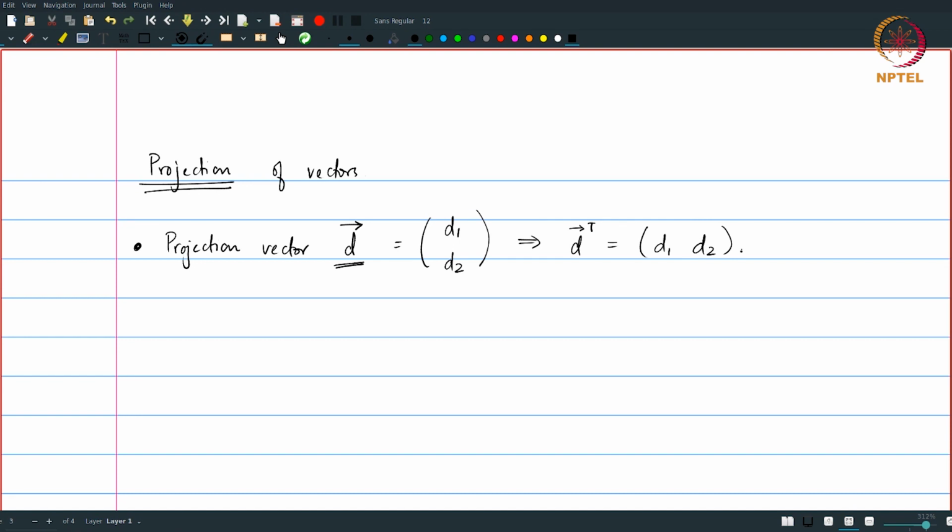Now, what exactly does this projection vector mean? Essentially, this projection vector says that two computational nodes in the dependence graph that are separated by D will be mapped to the same processor.